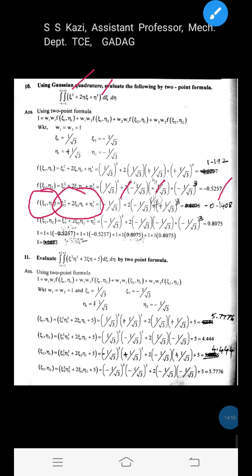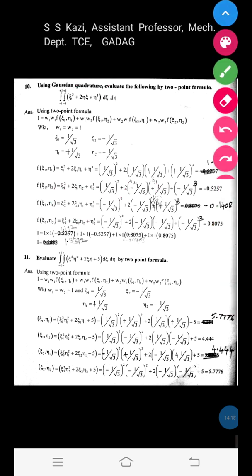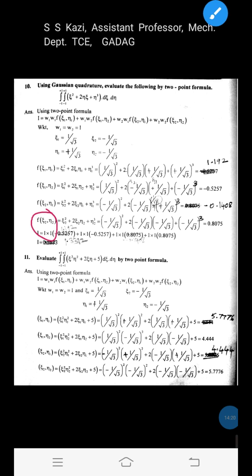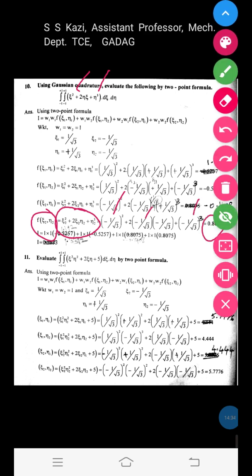We will get minus 0.1408. Next, f of zeta 2 eta 2: you replace zeta by zeta 2 and eta by eta 2 and write the function, and after that zeta 2 minus 1 by root 3 and eta 2 minus 1 by root 3. If you substitute, you will get 0.8075.